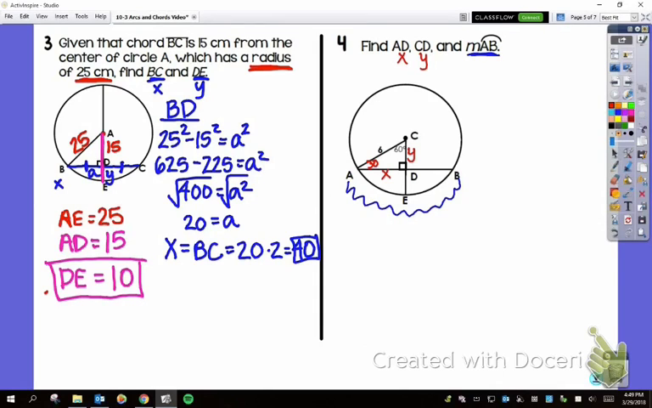If you'll remember when we had a 30, 60, 90 triangle a while ago, we have 90, we have 30, and we have 60, that we can use our boxes.